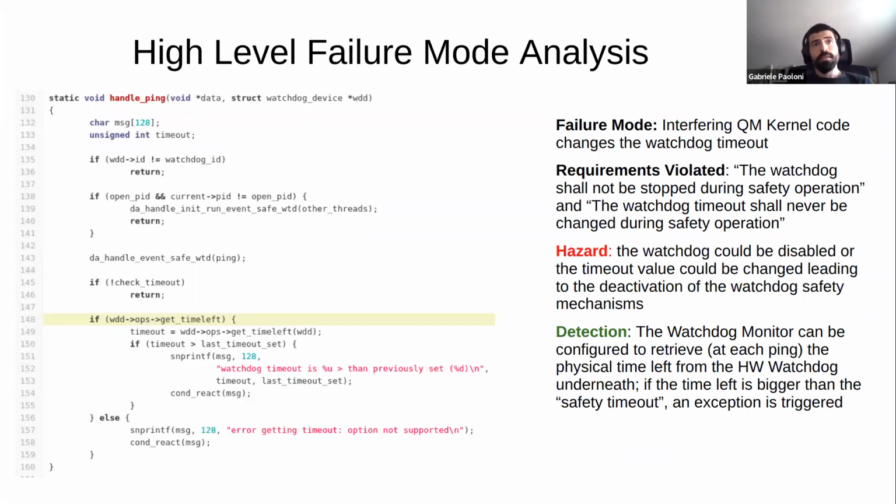The detection is that, as you can see in the code, the watchdog monitor can be configured to retrieve at each ping the physical time left from the hardware watchdog underneath. So if the time left is bigger than the safety timeout, an exception is triggered. This means that every time the safety application pets the watchdog, we can verify the time left to be less or equal, and we know that we are being monitored in that safety cycle. Next.